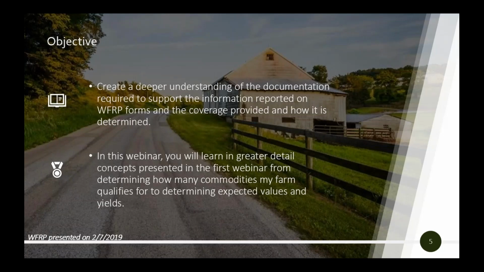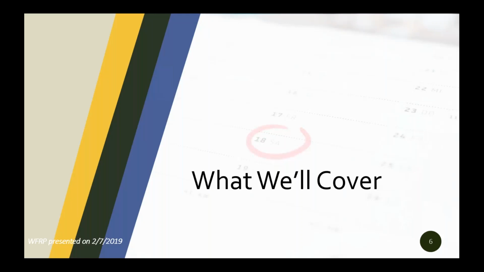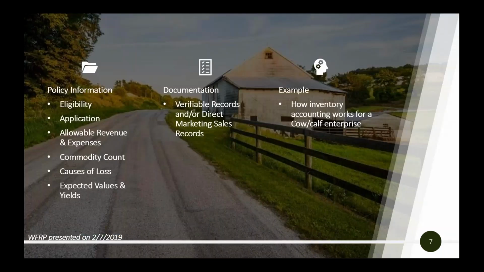We're going to just jump right into what we're going to cover. Similar to what we did before, we're going to talk about three main categories of information. We're going to dive into the policy a little bit deeper than we did the other day. The documentation, we'll talk a bit about what verifiable records are, and if you're a direct marketer, a couple of bookkeeping aids that RMA has developed for you. And then finally, we'll end up with an example. I just took a simple example of how the inventory accounting works for a cow-calf enterprise.